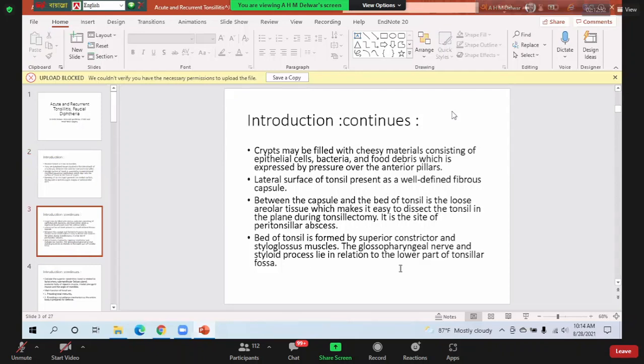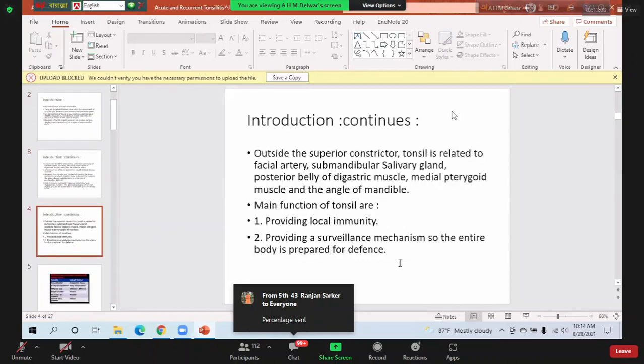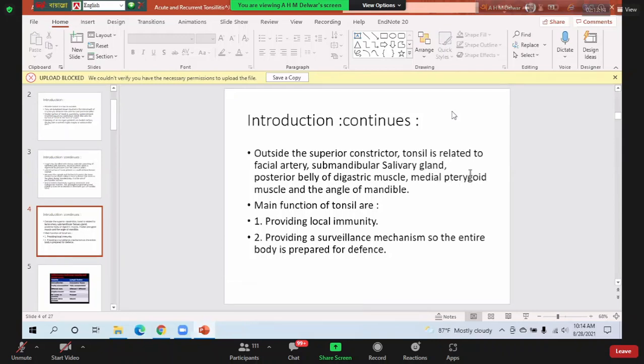In relation to the lower part of the tonsillar fossa, so it is another question: what is the important structure related to the tonsillar fossa? Outside the superior constrictor, the tonsil is related to the facial artery, the most important artery, the submandibular salivary gland, the posterior belly of digastric muscle, the medial pterygoid muscle, and the angle of the mandible.